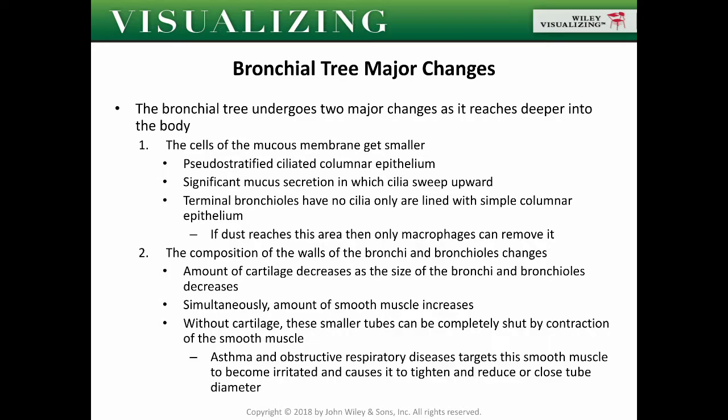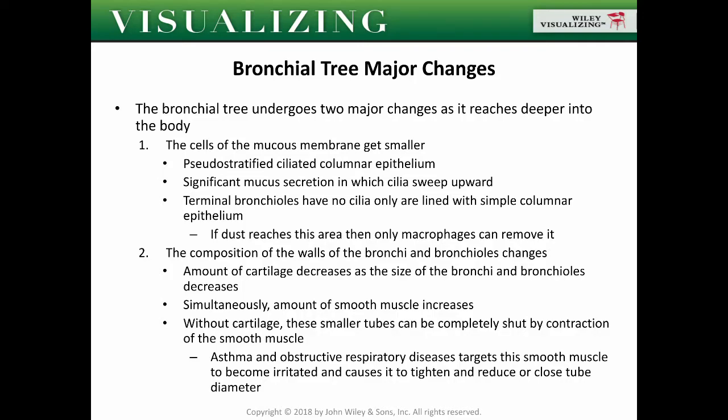So the composition of the walls of the bronchi and the bronchioles changes. The amount of cartilage decreases as the size of the bronchi and bronchioles decreases. Simultaneously, the amount of smooth muscle increases. Without the cartilage, the smaller tubes can be completely shut by contraction of the smooth muscles.